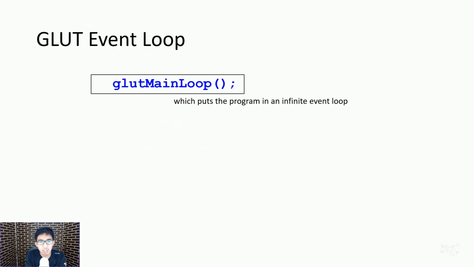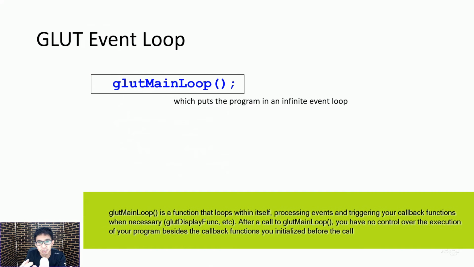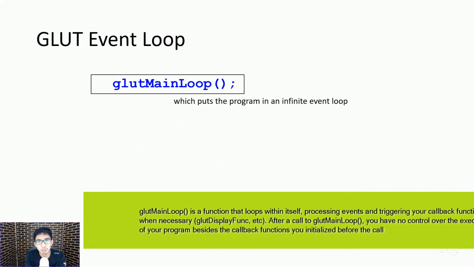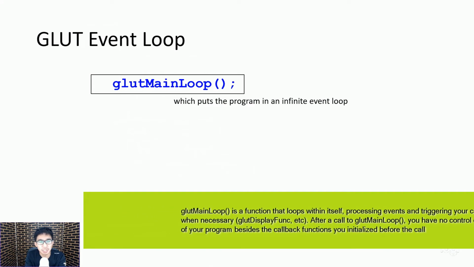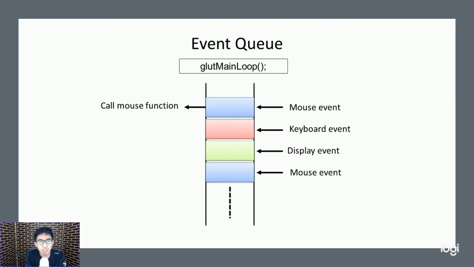For the first one, the main loop. The main loop is where the program is in an infinite event loop. We need to declare it. It is compulsory for the program if you are using OpenGL. So we put the program into the infinite event loop. This is some sort of event queue. For example, we have mouse events, keyboard events, display events, and so on.